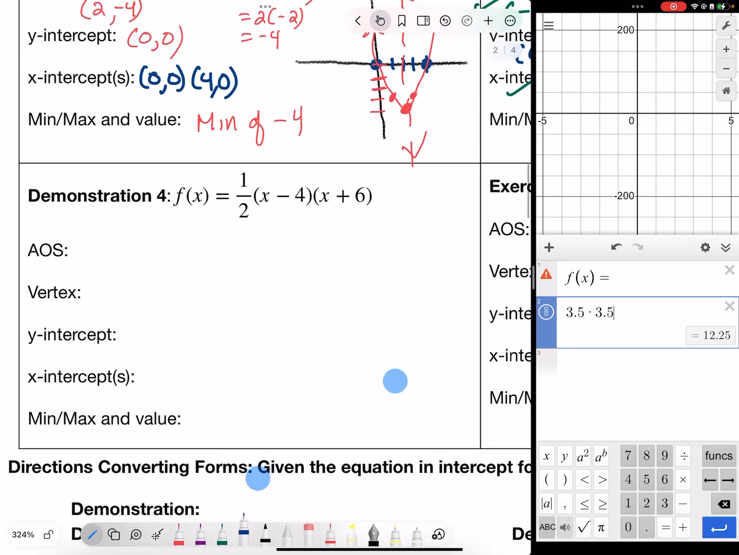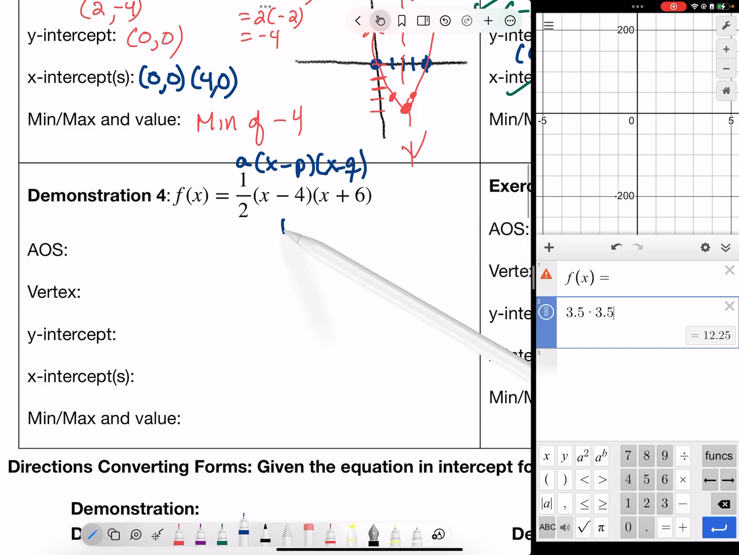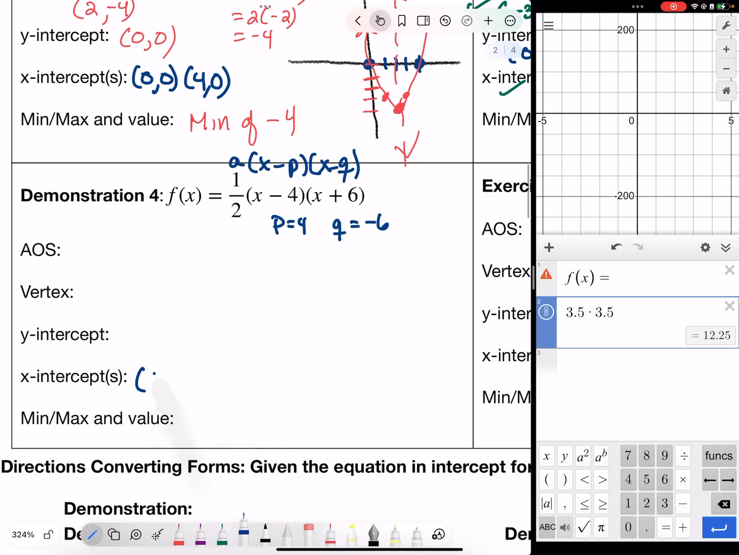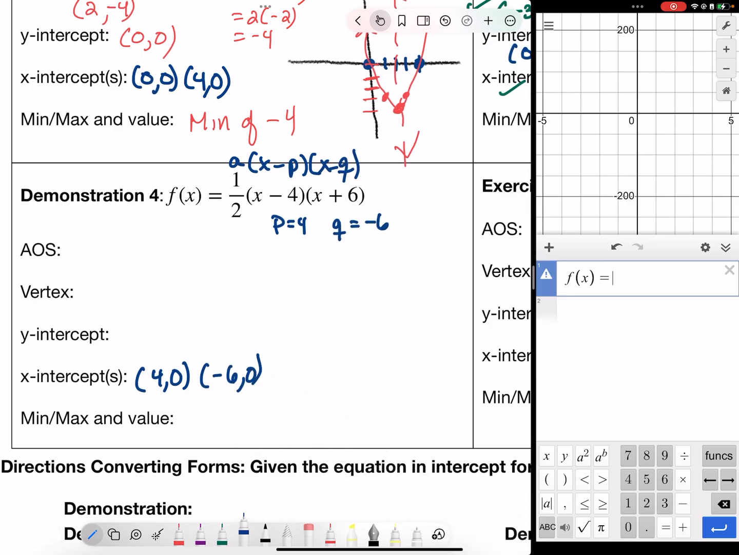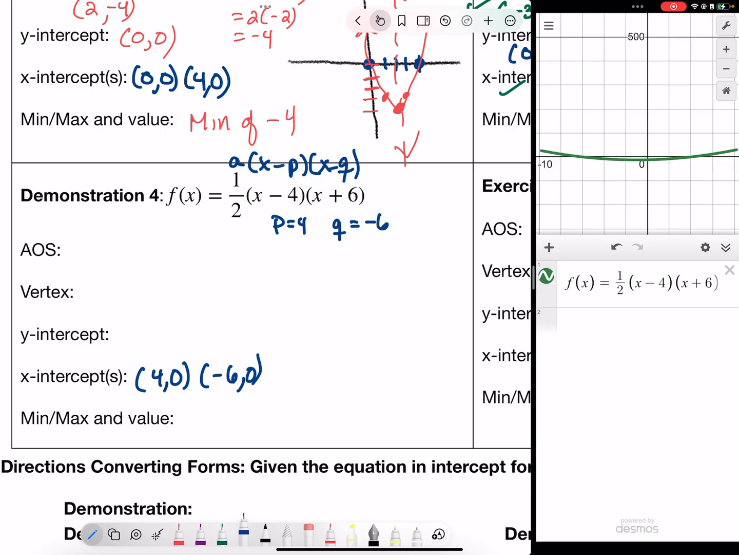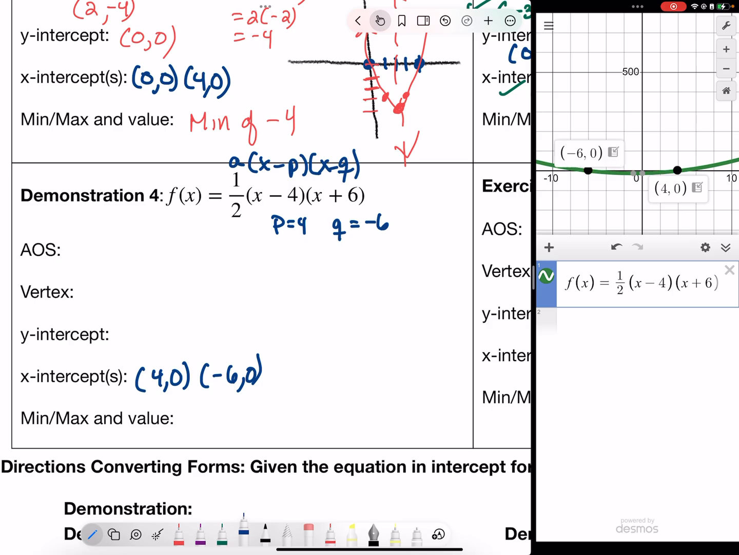All right, number 4 here. A little bit tougher problem, but it's in a times x minus p times x minus q form. So p is 4, q is 6. No, q is negative 6. Those are my intercepts, so my x-intercepts, 4 comma 0, negative 6 comma 0. I'm going to type that in so you can see it. I've got it in function notation here. 1/2 parentheses x minus 4 parentheses x plus 6. I'm going to tap these x-intercepts so you can see them. There we go, negative 6, 0, and 4, 0.